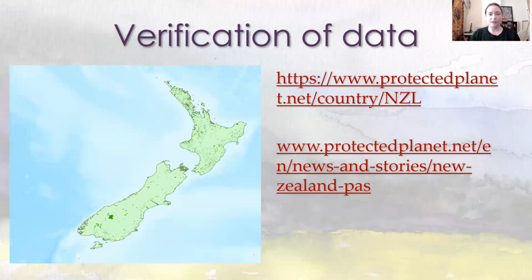UNEP WCMC can facilitate this. A good example is New Zealand's network of privately protected areas. In 2020, the Queen Elizabeth II National Trust provided data on nearly 5,000 privately protected areas on behalf of a network of private landholders. And this data was subsequently verified by the national government before being added to the WDPA.